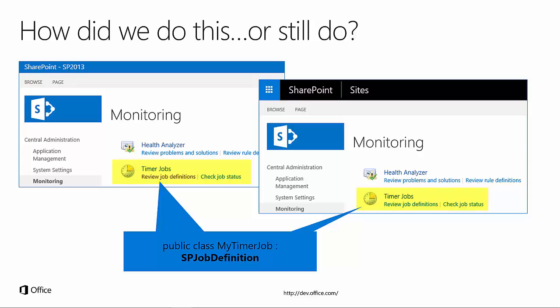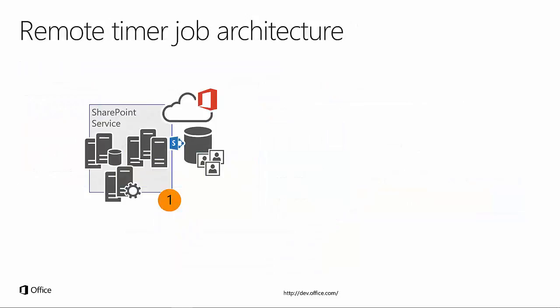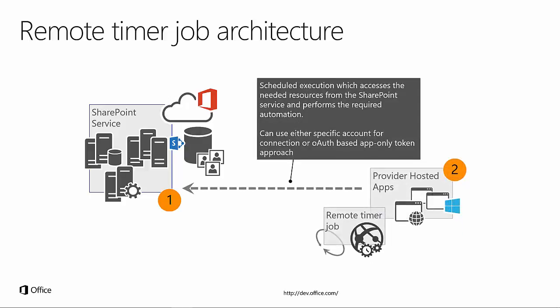Here is how it works. You have a SharePoint environment where all your sites, data, and functionality is hosted. Then you have a remote environment to run provider-hosted apps. A remote timer job is a component that is deployed on the external environment. It runs on some schedule, connects to SharePoint via the client-side object model, and performs the needed operations this way. The next question I usually get is, okay, it looks interesting, but what are the key differences of this approach from regular timer jobs? Let's take a look.